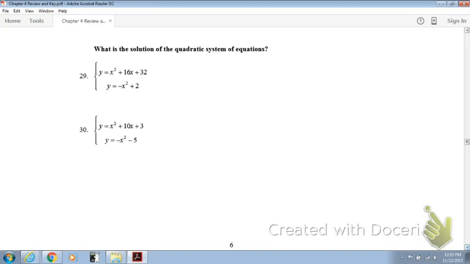You can do the same thing for 29 and 30. Just graph the equations and look to see where they intersect, and their points of intersection will be the solution to your equation.